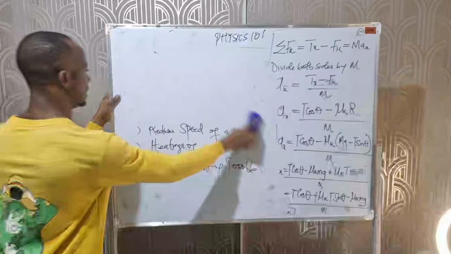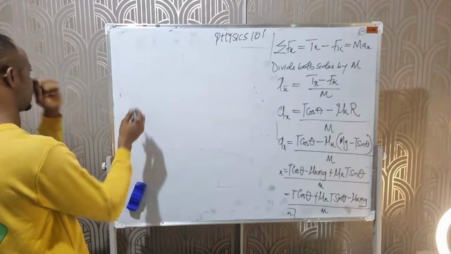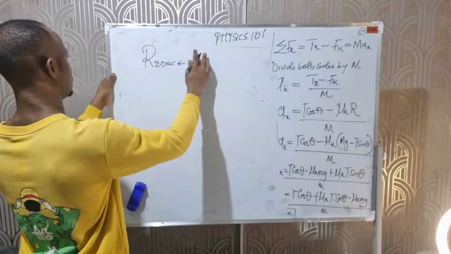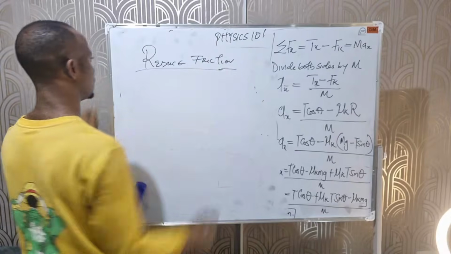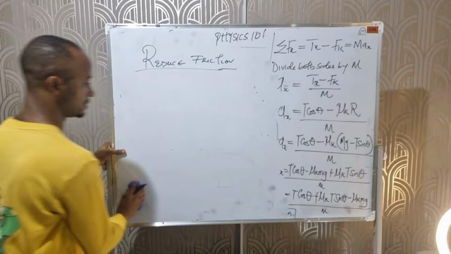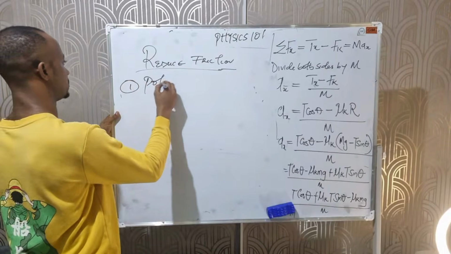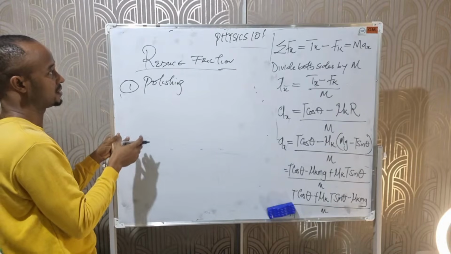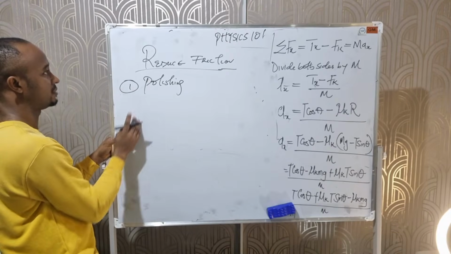How do we reduce friction? Number one, by polishing. Polishing means we are making the surface smooth, because friction acts on a rough surface. So when you polish the rough surface, we can reduce friction.